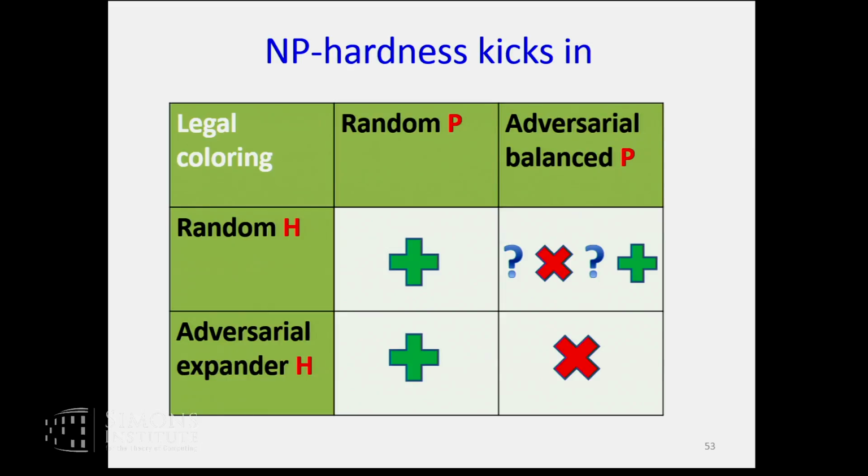This I did not show. If the host graph is adversarial and the planted coloring is adversarial, it's NP-hard for all degrees essentially. And the interesting thing happens when the host graph is random and the planted coloring is adversarial. Here, when the degrees are larger than, I didn't show it here, n to the 2/3, you can find the coloring. When they're between n to the 0.4 and n to the half, it's NP-hard, and in these regions we don't know.